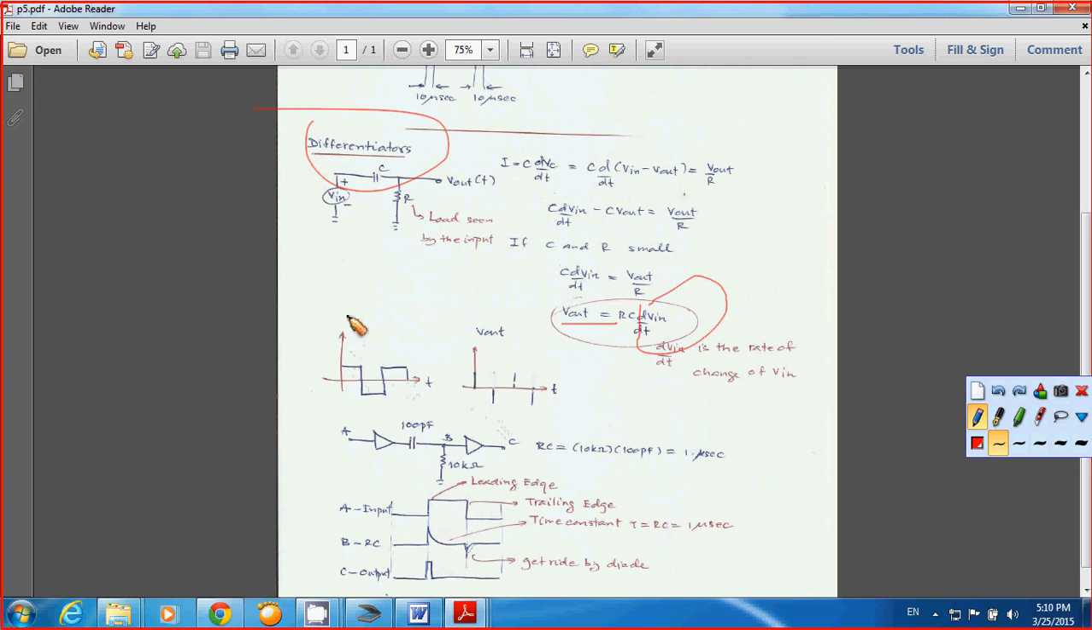You look at the plot when you have V in coming here. You want to connect the circuit like this. You want to write V out. You simply differentiate. When you differentiate this one, when V in is constant, it becomes 0. Correct?